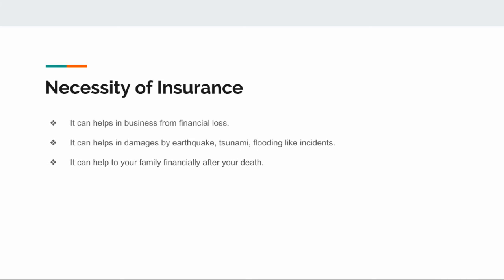It can also help your family financially after your death. If you want to help your family after you are gone, then you can go for death insurance type options. And it can also help in an accident. If you have faced a sudden accident and you are not ready to recover from it financially, you can have the accidental insurance option, and they will support you after your accident and after your hospitalization. They will provide you some amount of money as insurance.